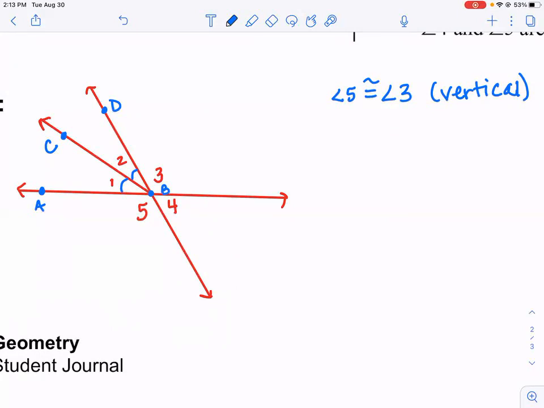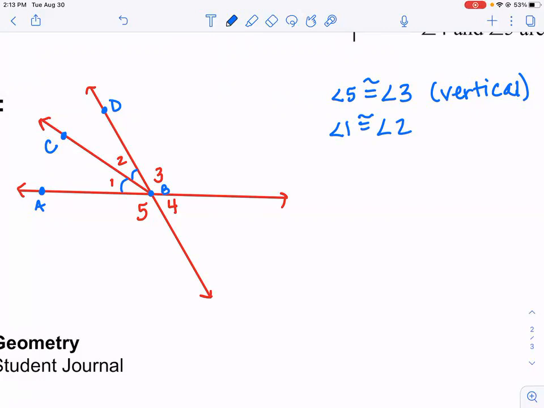Colton, what's something else we can conclude from this picture? Angles 1 and 2 are congruent. Okay, angle 1 is congruent to angle 2. We know that because we have the cute little things.